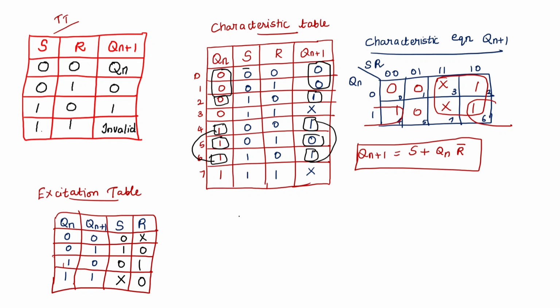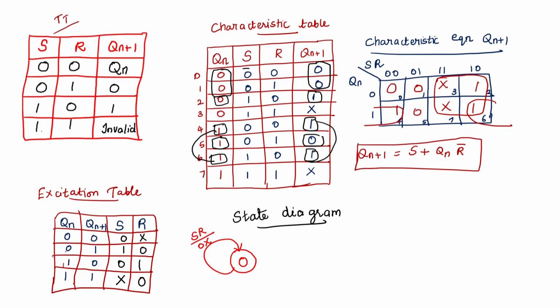After finishing the excitation table, we have to draw the state diagram. Next, I am going to explain how to draw the state diagram for the SR flip-flop. The state diagram can be drawn from the excitation table. Here the state is 0, Qn equal to 0. The next state, Qn plus 1, is also 0. So what about S and R here? SR is 0X.